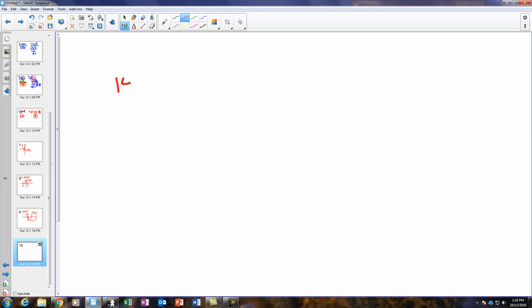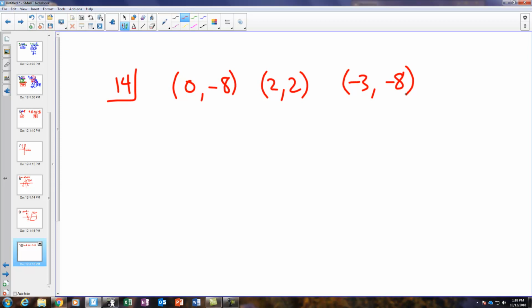Number 14 is going to ask you to find the quadratic function that best satisfies the data given. 0, 2, 2 and -3, -8. So there is a parabola that if I plotted these 3 points, think about it, -3, -8 would be down here, 0, -8 would be like right there, and 2, 2 would be like right there. I could tell there's a parabola that kind of does that. But I want the exact equation. I want to be able to do stuff with it.